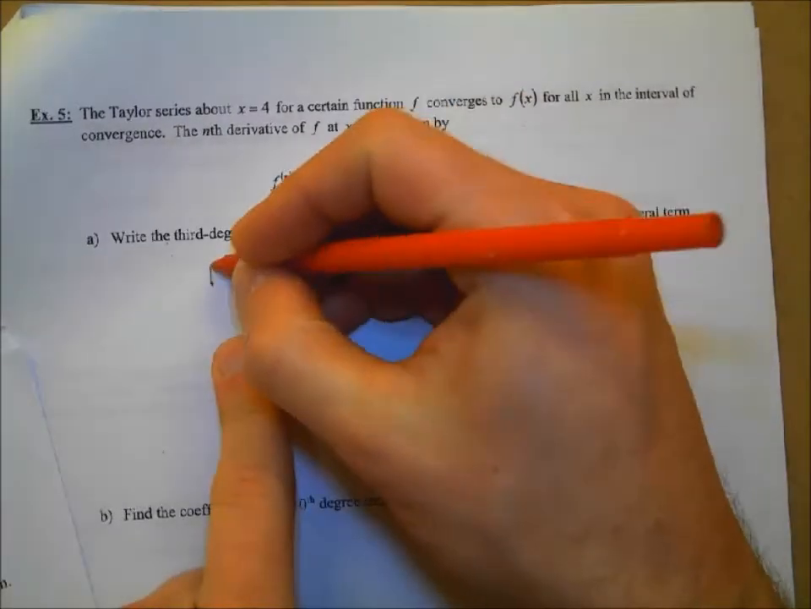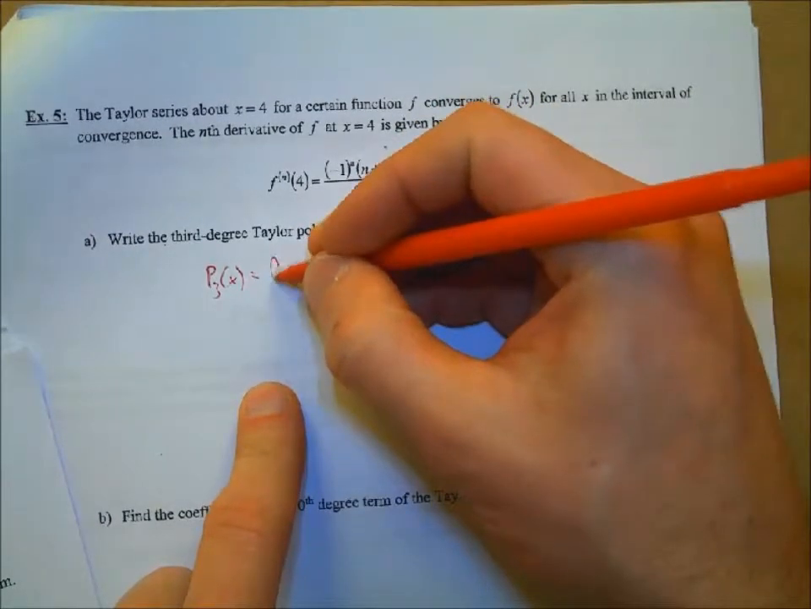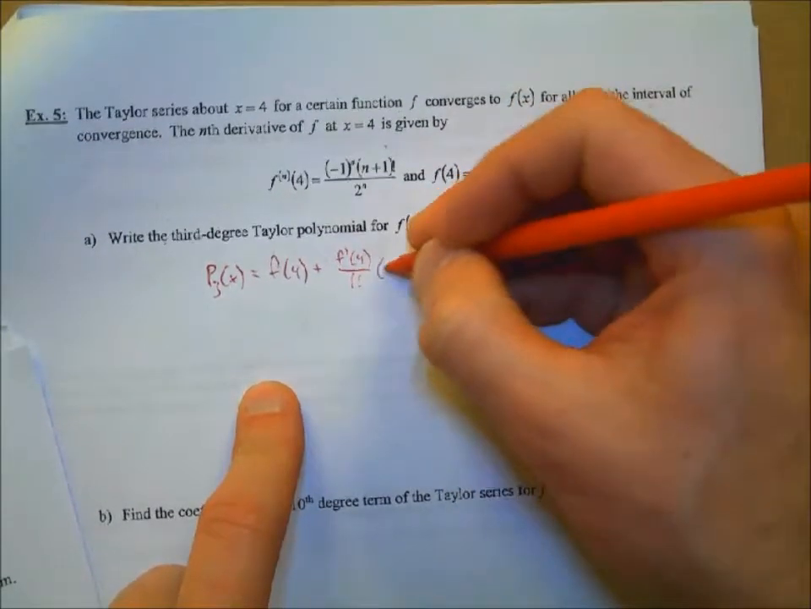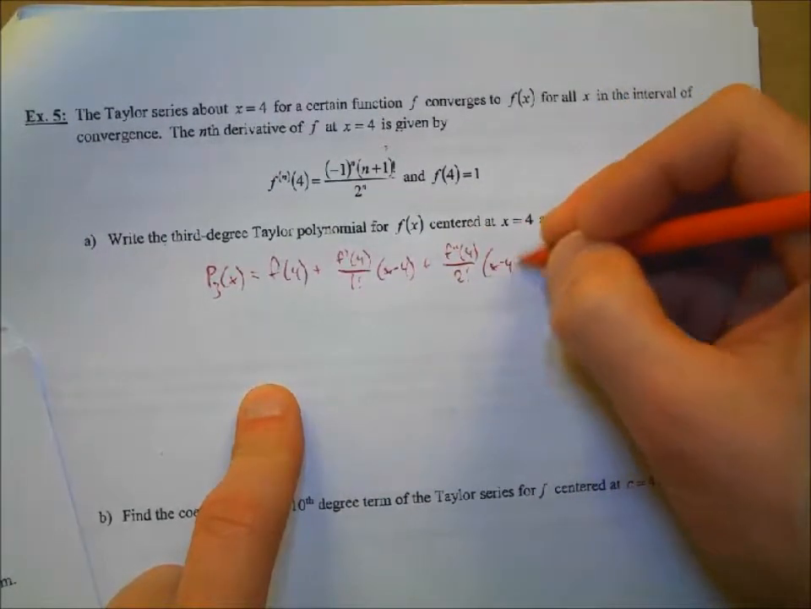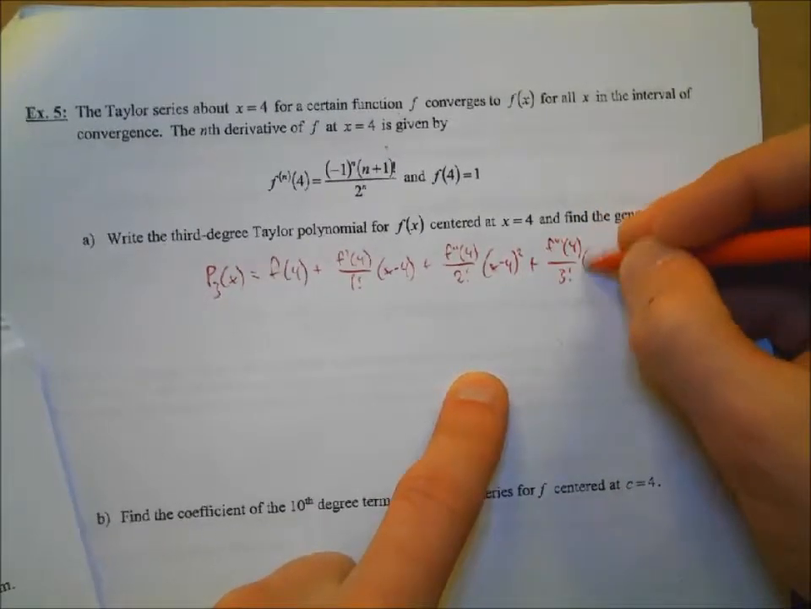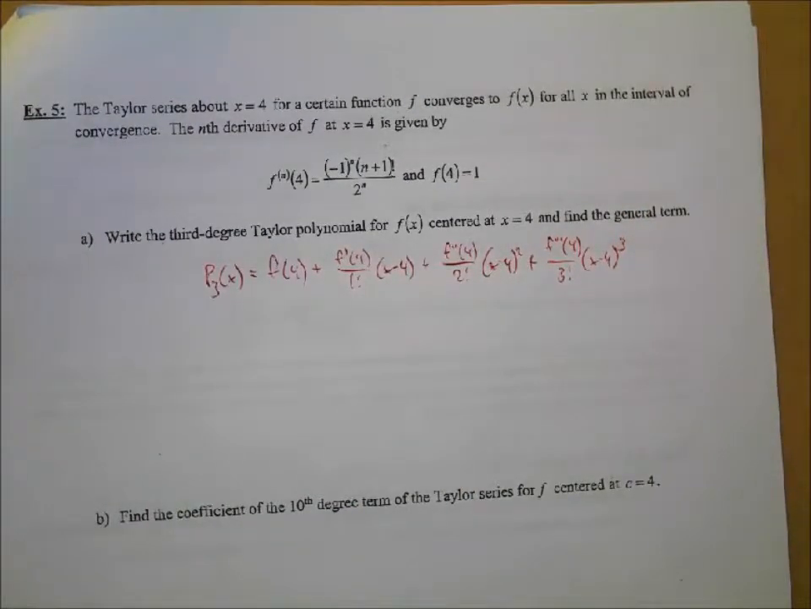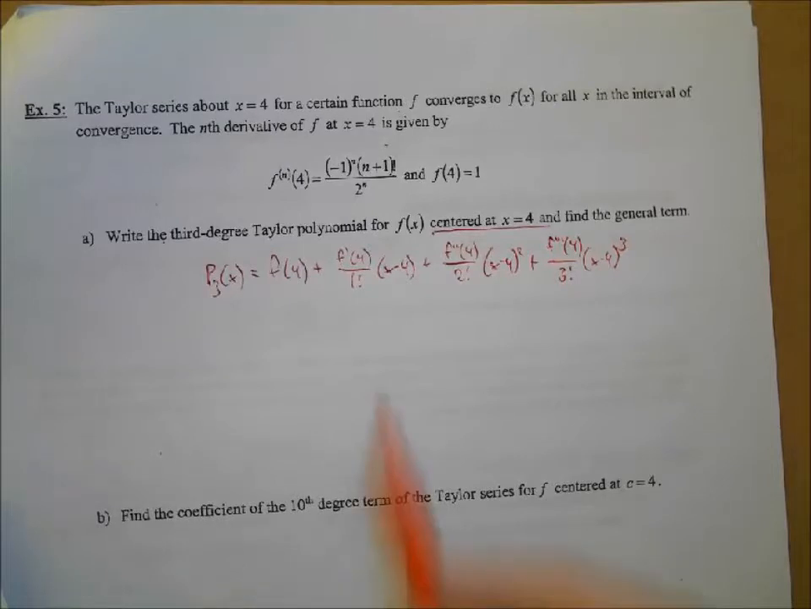So if you remember, way back when we were doing this, it would be f of 4 plus f prime of 4 over 1 factorial times x minus 4. And we want 3rd degree, so plus f triple prime of 4 over 3 factorial times x minus 4 to the 3rd. Remember we did that? We have to do that here because we're not given the actual series, we're just given the nth derivatives. And again, it's centered at x equals 4, so that's why we have to do the Taylor polynomial.